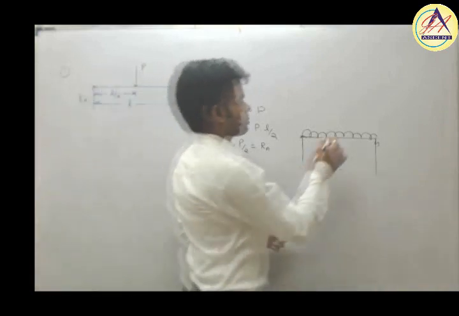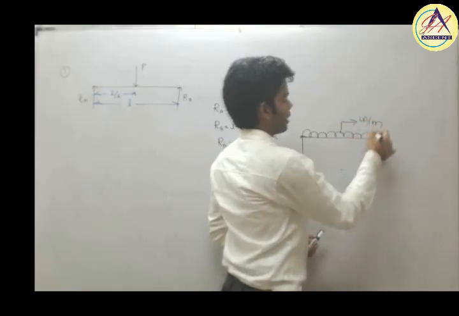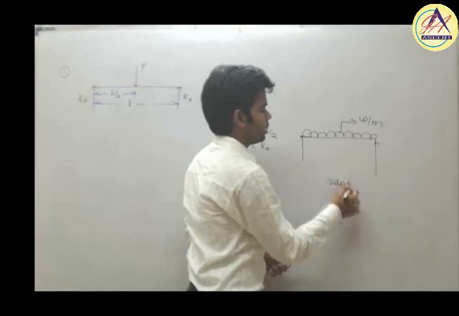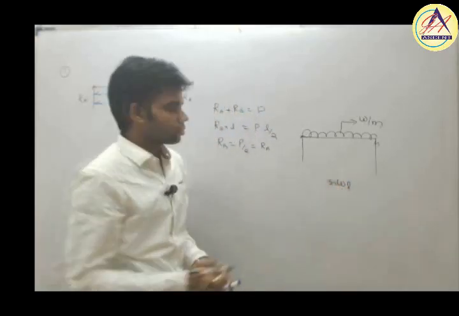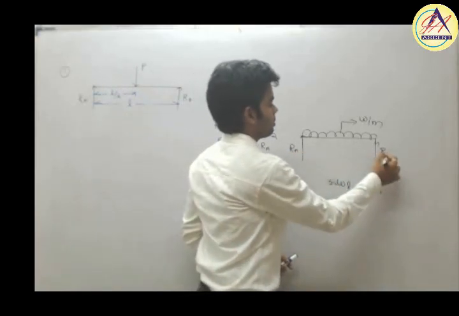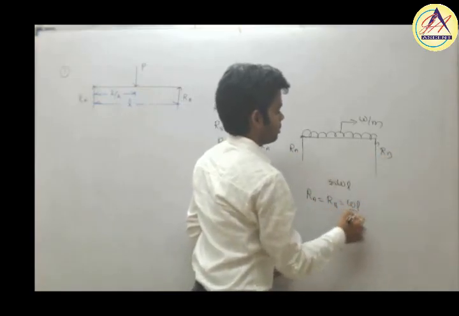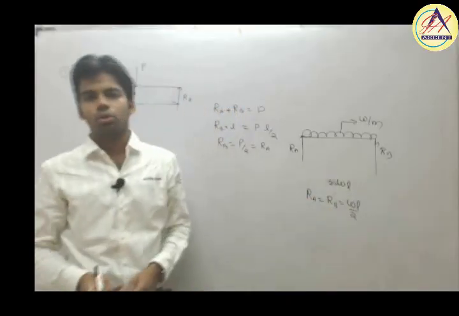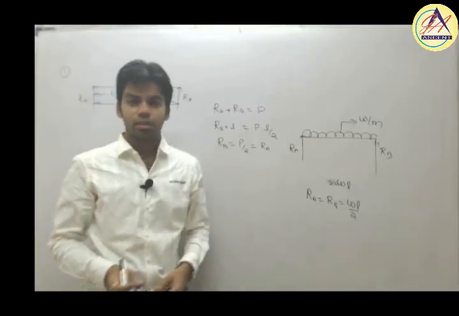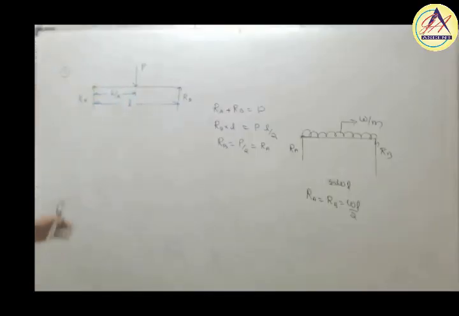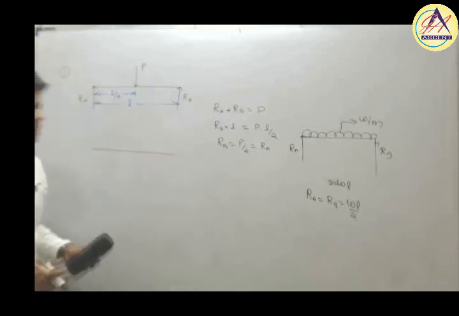For example, suppose this UDL is of w per meter length. The total load will be equal to w into L. This is the total load, so Ra will be equal to Rb, and that will be equal to wL by 2. Whenever there is symmetrical load, the reactions will be equal and equal to half of the total load. That is the first thing. Now, once we get the values of Ra and Rb, we start plotting the shear force diagram and bending moment diagram.